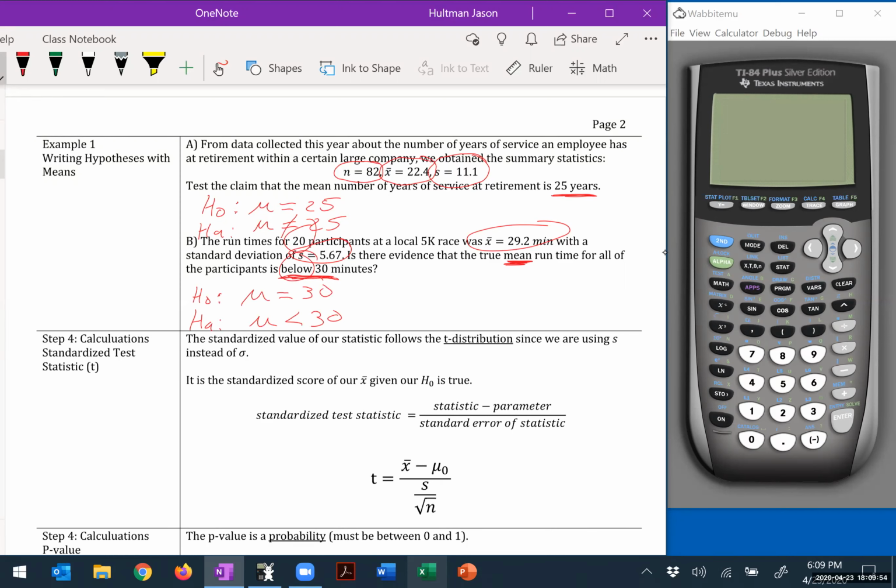Okay, for my null hypothesis, this is the null, and this is the alternative.